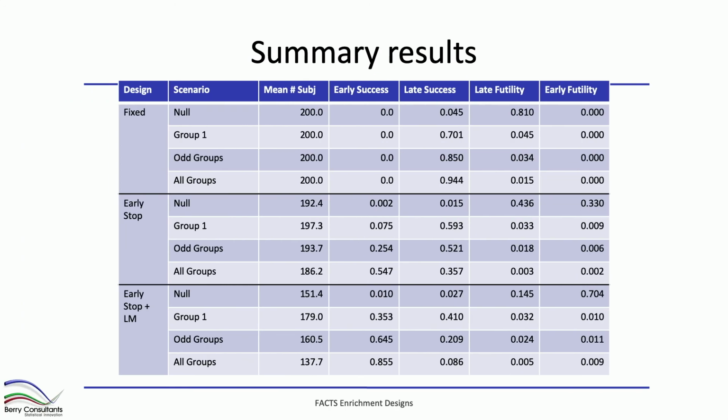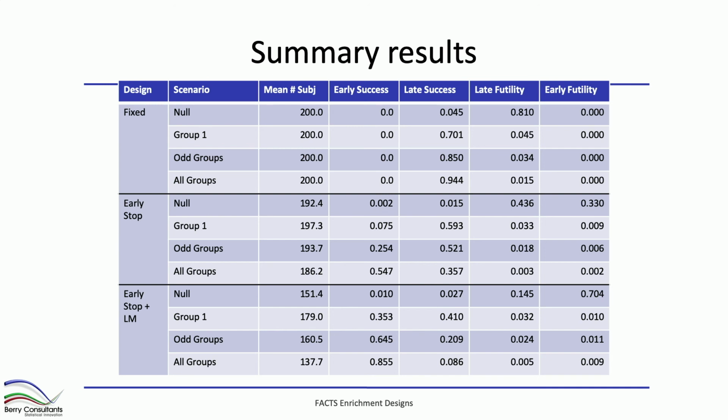So lastly, just to summarize those results, we can see for the 3 different designs, the fixed design, the early stopping design, and the early stopping with the longitudinal model design, these different expected numbers of subjects, which are 200 in the fixed case, very slightly reduced with the early stopping, and now much more significantly reduced once we introduce the longitudinal model. And similarly, we can see that we've got the same control of type 1 error. It's below 5% in the null case, and we've got very similar power of over 90% when everything works, about 85% when some of the groups work, and about 70% when just group 1 works.